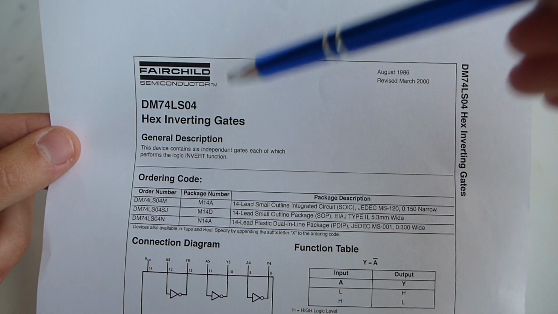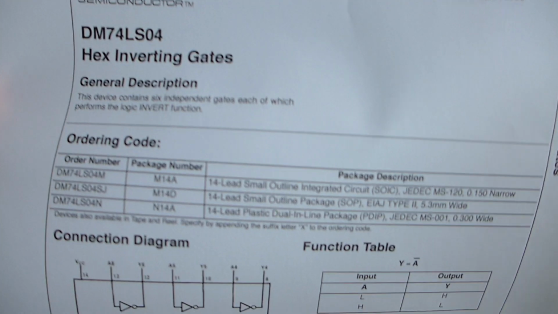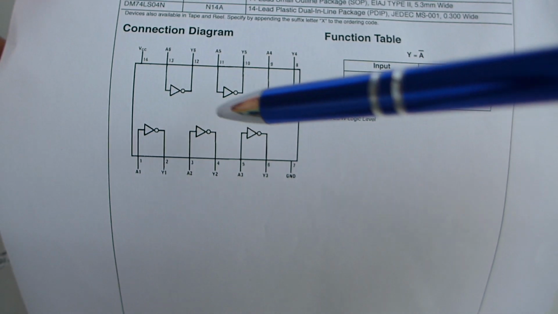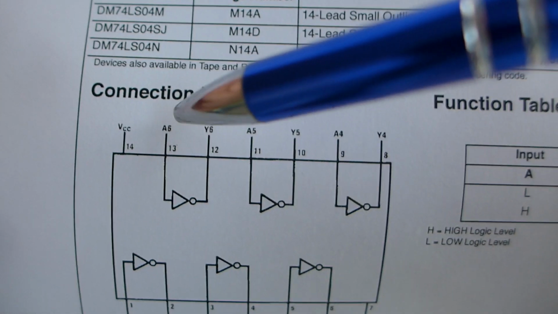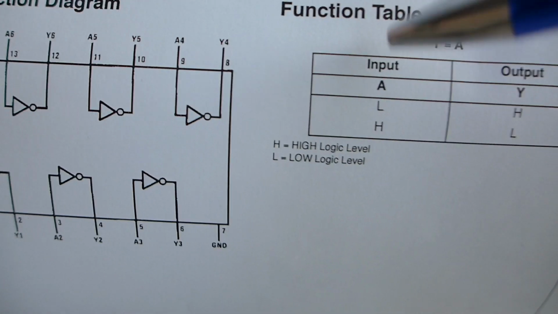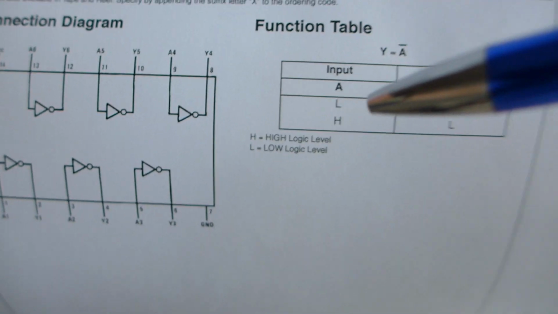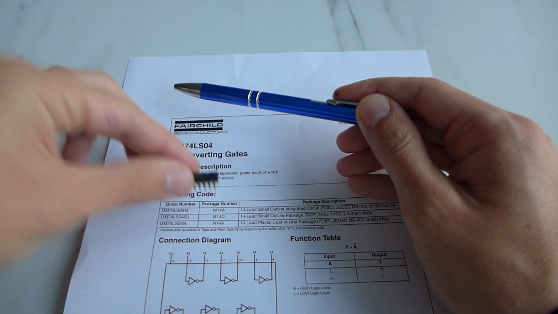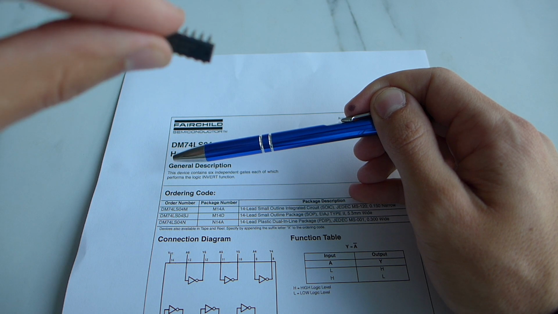This is the datasheet for the 74LS04 made by Fairchild Semiconductor. It's a NOT gate. You can see on the diagram that this chip contains 6 NOT gates, taking input on A pins and outputting on Y pins. We can see the inverting function in the truth table, where A pin is high, Y pin is low, and vice versa. And this is what the 74LS04 looks like.